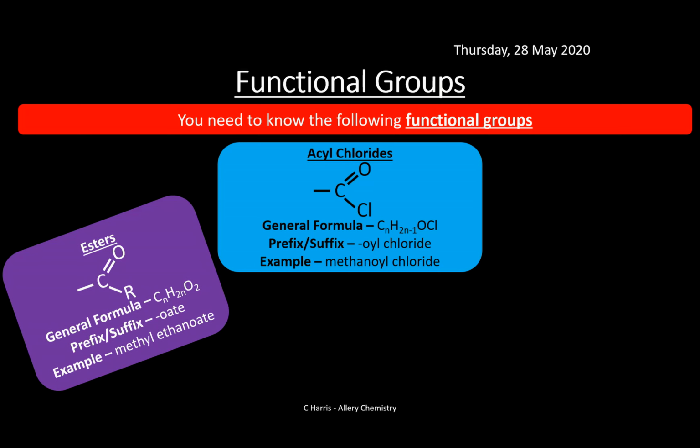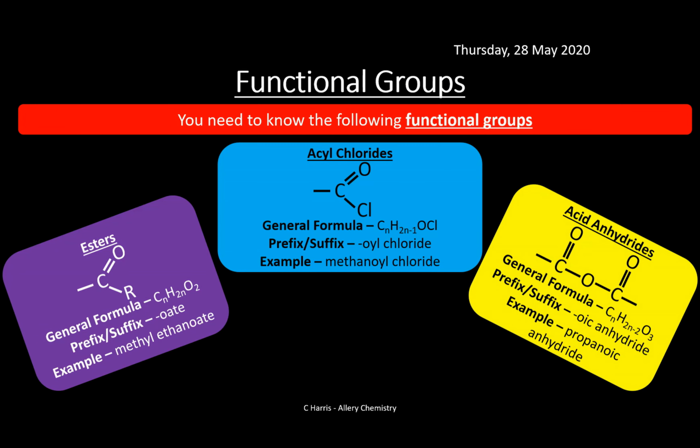Right, okay, so another one, acid chlorides, or acyl chlorides, as they're also known. We'll see a little bit more of them later on in this video, so you can see a lot of organic chemistry here. General formula CnH2n-1OCl. They end in -oyl chloride, and an example is methanoyl chloride.